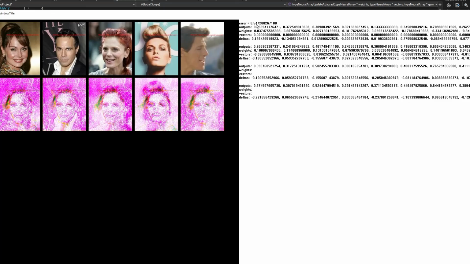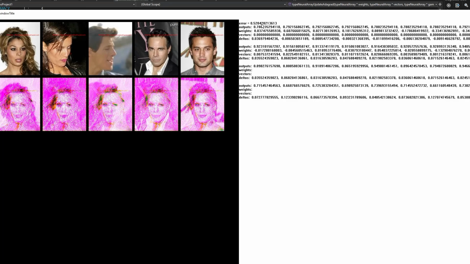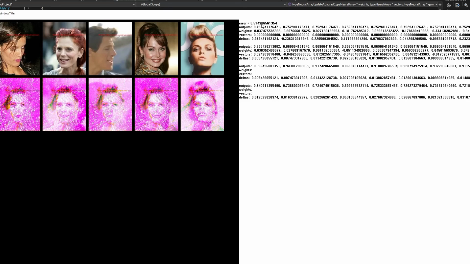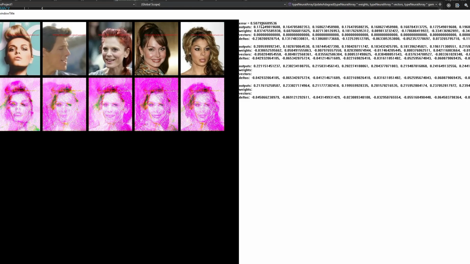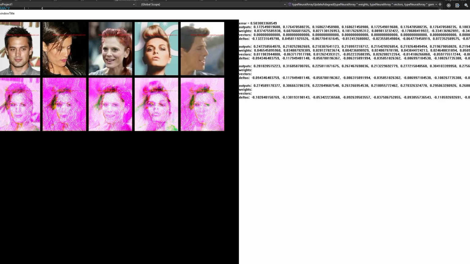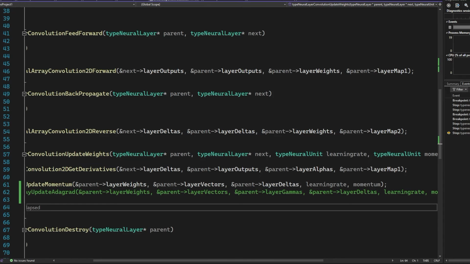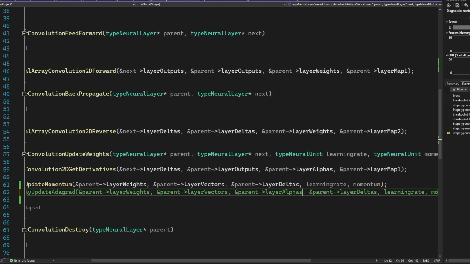0.5, 0.5. No, it's not working. I don't think it is working. Something's wrong. Something's very wrong. Let me just go check to see what I missed. Yeah, I just figured out what the error is. Oh, that was stupid. It's supposed to use the alphas right here.